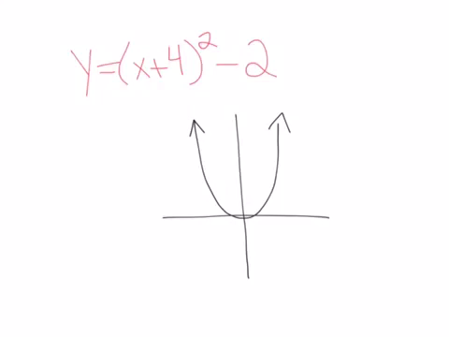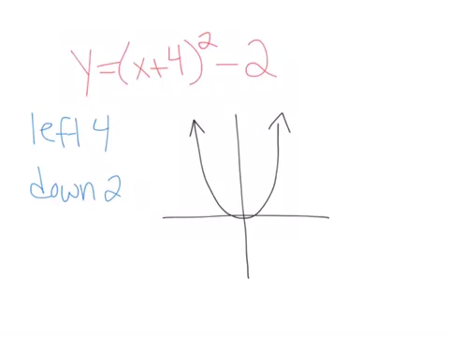As I said before, the plus 4 will change into a negative 4 since it's in the parentheses, representing a left movement of 4. The negative 2 outside the parentheses represents the up and down movement. The negative 2 represents a down movement of 2.